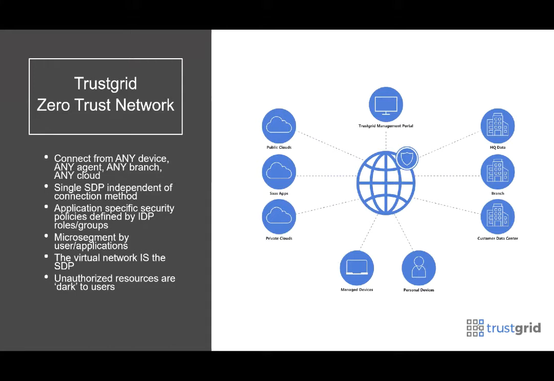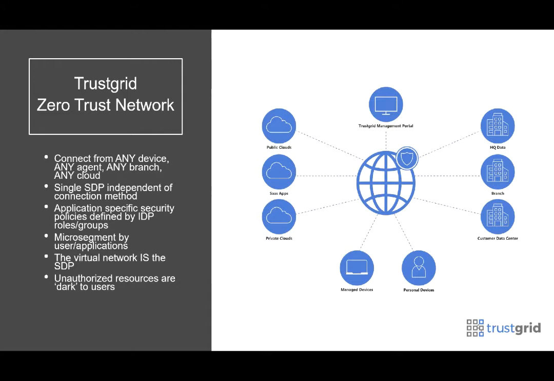At its base level, Trustgrid supports connections from any device, any agent, any branch, and any cloud into a single virtual network overlay. With Trustgrid, the virtual network is the software-defined perimeter that can support segmentation for individual users or applications. Permissions are granted for application or users to communicate on the virtual network with integration to leading IDP solutions as well. Unauthorized users or applications are dark to all other resources on the network.